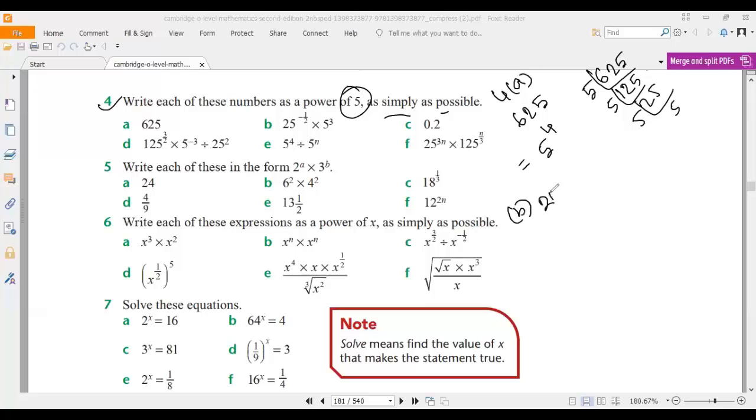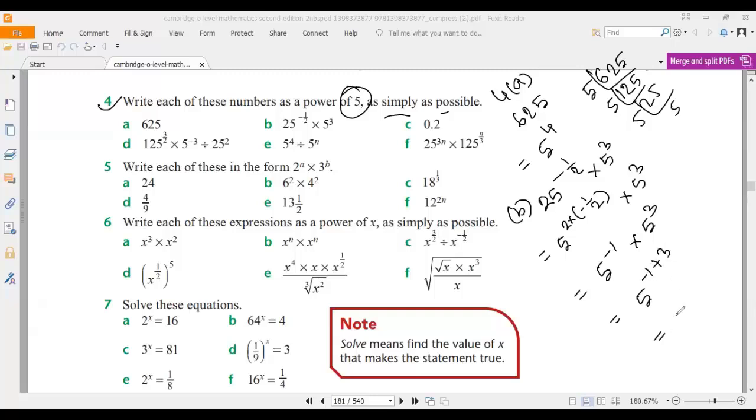Question number B says 25 to the power minus 1 by 2 multiplied by 5 cubed. Instead of 25, we can write 5 squared. So here we can write 5 squared to the power minus 1 by 2 into 5 cubed. After cancelling 2 and 2, we can write 5 to the power minus 1 multiplied by 5 cubed. Both bases are the same, so we can add the powers. Then our final answer will be minus 1 plus 3, that is 2. So 5 squared will be the final answer of this problem.